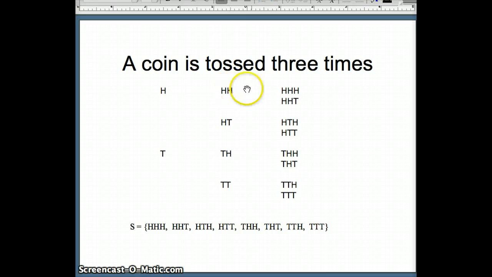Now, to flip 3 coins, you've got to start with HH. 2 possibilities for the third, either H or T. Then we go to HT. 2 possibilities for the third, either H or T. Then we go to TH. 2 possibilities for the third, either H or T. Then we go to TT. 2 possibilities for the third, either H or T. So our sample space: HHH, HHT, HTH, HTT, THH, THT, TTH, TTT. And once we have the sample space, we can answer questions about various probabilities.